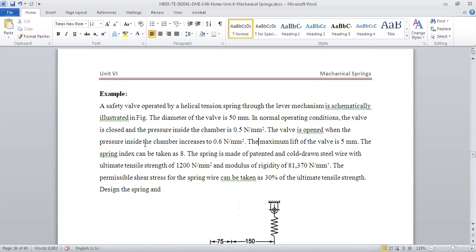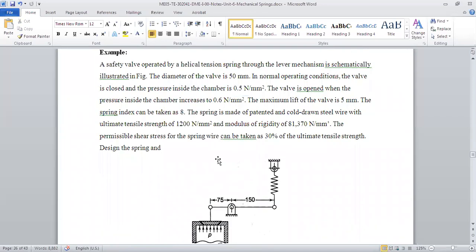The valve is open when the pressure inside the chamber increases to 0.6. So now we want the valve to open when the pressure goes up to 0.6 Newton per mm square. If the pressure is 0.7, 0.8, 0.9, the valve will remain open and the contents inside can go out, and an accident will be avoided, right? If it comes down to 0.59, it will close, and again the pressure will start to build up. Okay, so this is how it will work.